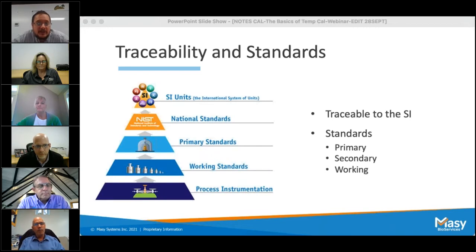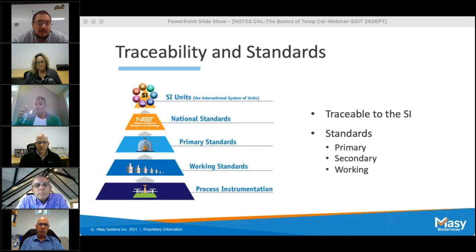Every metric SI unit has its root in a physical constant. The SI units are maintained by a national metrology institute, things like NIST or the NRC. From there, primary standards from a commercial lab are compared to an SI unit at the NMI, or National Metrology Institute. The commercial lab's working standards are compared to a primary standard. The customer's process instrumentation is then compared to the working standard. This forms the unbroken chain of comparisons called traceability. So when you hear NIST traceable or traceable to the SI units, this is what that means.